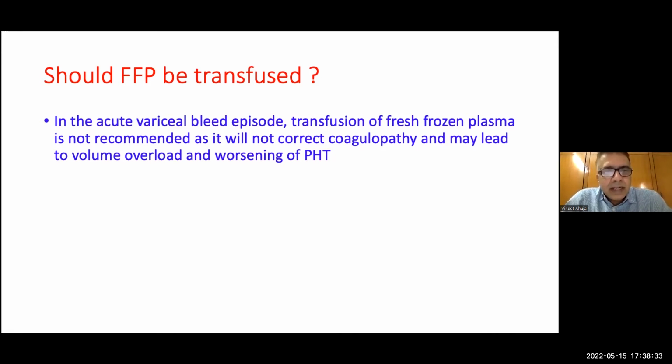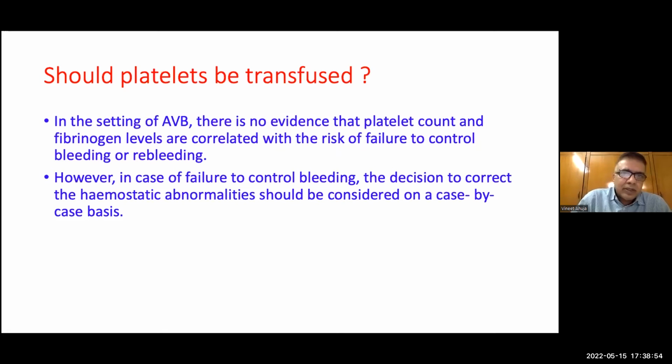No. In acute variceal bleed, transfusion of fresh frozen plasma is not recommended, as it will not correct coagulopathy, and in fact, it may lead to volume overload and worsening of portal hypertension. So again, as we talked about restrictive transfusion strategy, similarly for FFP, be very clear that it is not recommended.